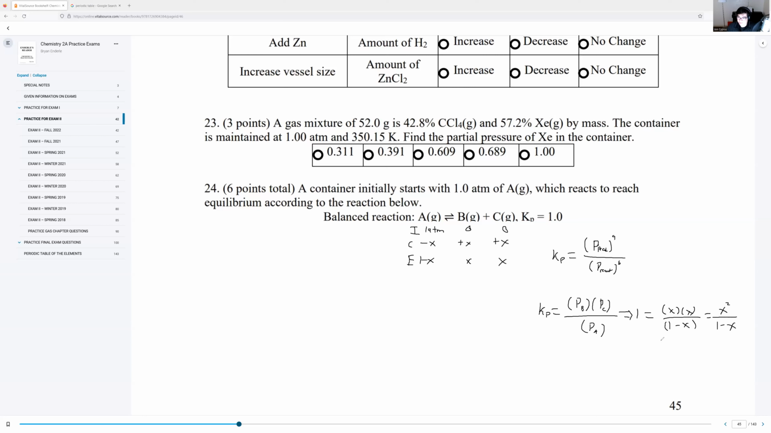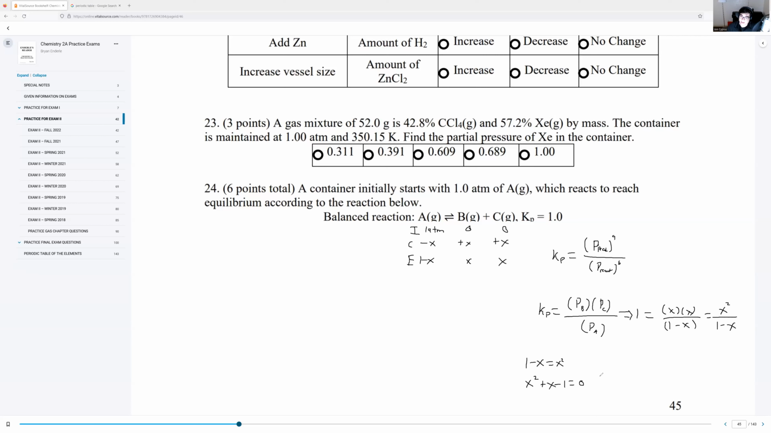So you get x squared over 1 minus x. Now, if you multiply both sides by 1 minus x, you get 1 times 1 minus x. That's just 1 minus x is equal to x squared. You get everything on the same side. This is a quadratic equation. And you can't factor this, sadly. So you're going to have to use the quadratic formula.